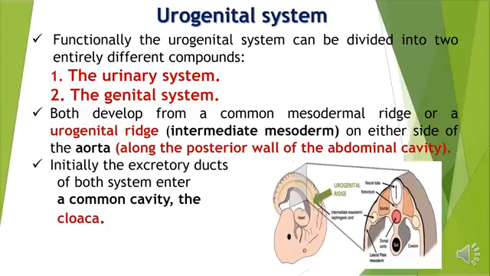Functionally, the urogenital systems can be divided into completely different components: the urinary systems and the genital systems. Both develop from a common mesodermal ridge, called the urogenital ridge, the intermediate mesoderm, located on either side of the aorta.